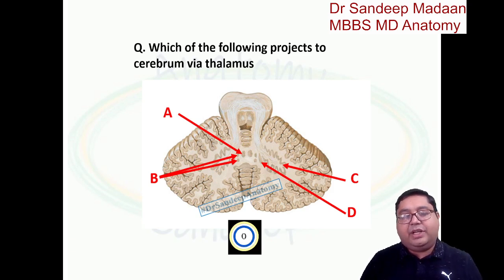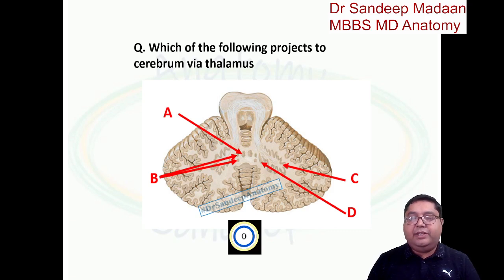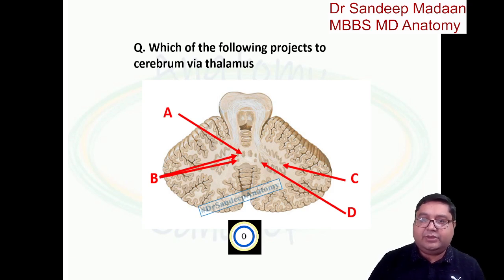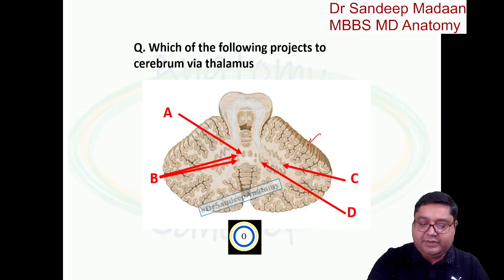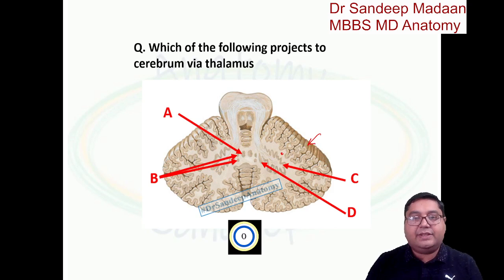Now what have you marked? So which of these nuclei will be connected to the cerebrum via the thalamus? See, we are looking at right now the cortex of the cerebellum, and inside we have the white matter core. This is the cortex part and this is the white matter core. Within the white matter core we can further see the nuclei. These are called deep nuclei, deep cerebellar nuclei.